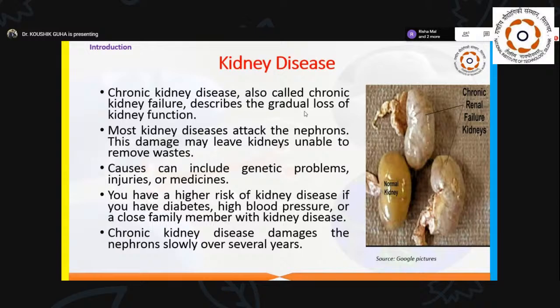Chronic kidney disease damages the nephron slowly, over several years. It is like a slow poisoning, because we do not know that inside our body our kidney is not working properly. So it slowly damages the cells and the operations, and after so many years, you will see it emerge as a big disease.